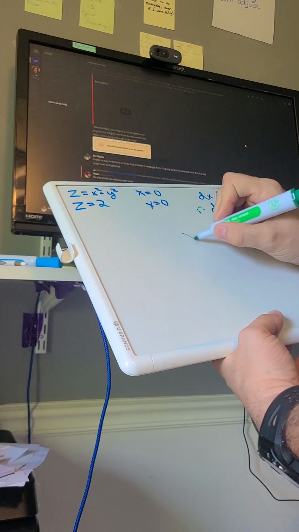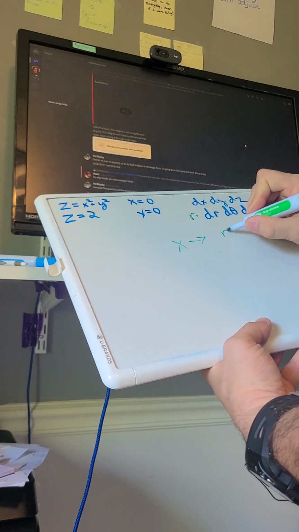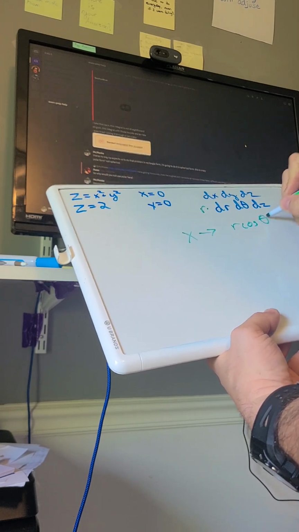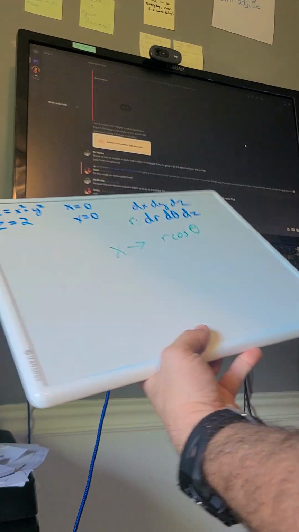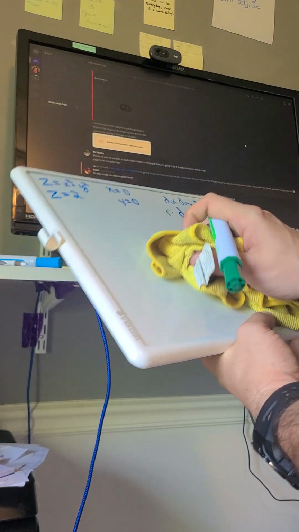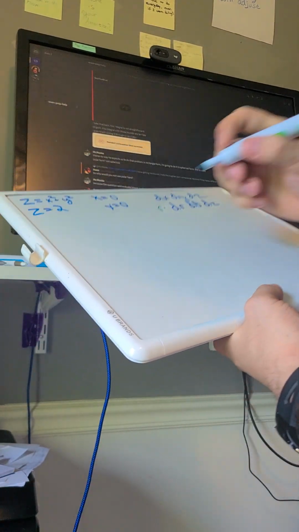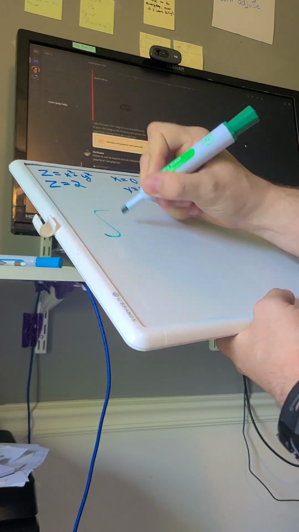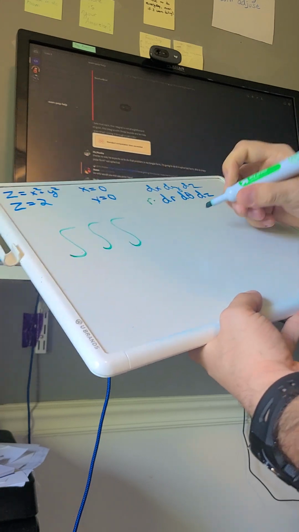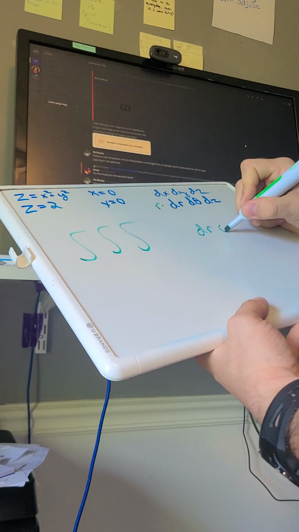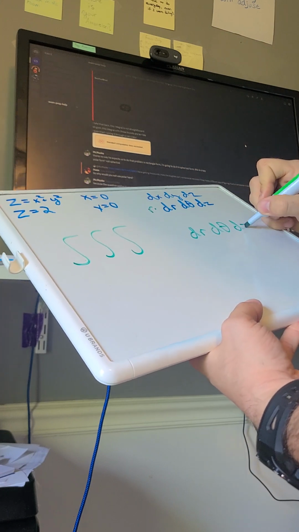Your integrand is x, which then converts to r cosine theta. But we're not worried about that right now. We're just going to focus on the bounds. So what are the bounds? All right, now you get dr d theta dz.